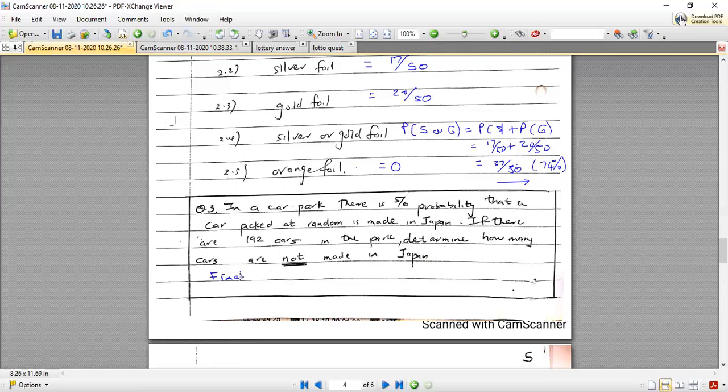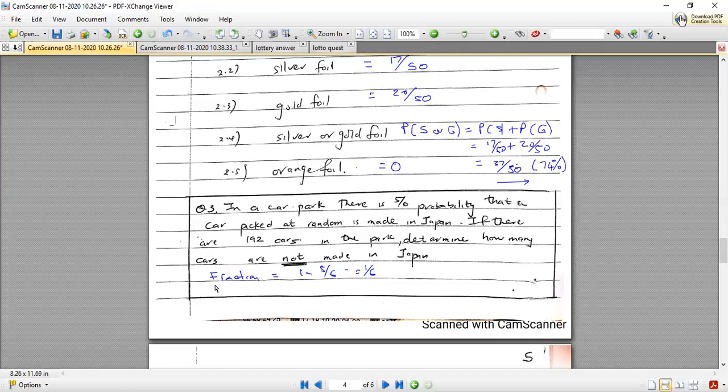So the fraction of cars not made in Japan would be 1 minus 5/6, which is simply equal to 1/6 cars not made in Japan. 1/6 of the cars in the car park would not be made in Japan. But how do we get the number of cars of this total?